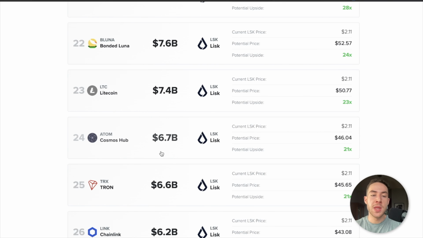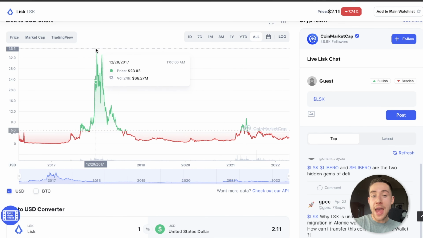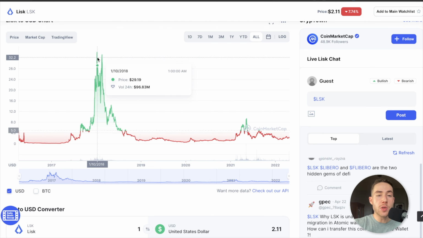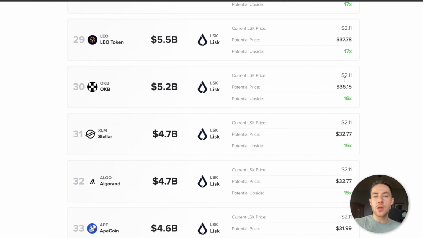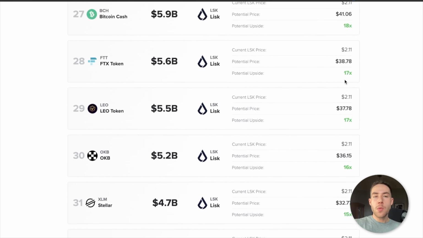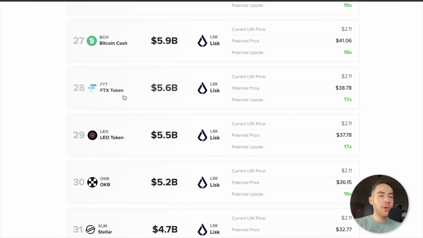If it had the same market cap as Cosmos, then it would be at a market cap of 6.7 billion, and it would also have the potential price of $46, or an upside of 21x. And it actually had an all-time high price at and around and just above $32, and that was actually in 2018, which is absolutely insane. You know, if it did have that price point of $38, where would that be today? Well, that would actually put it at and around the same price of the FTX token, or around a $5.6 billion market cap, and that would be an upside of 17x from where it is today.